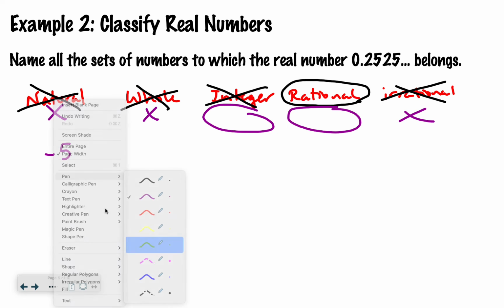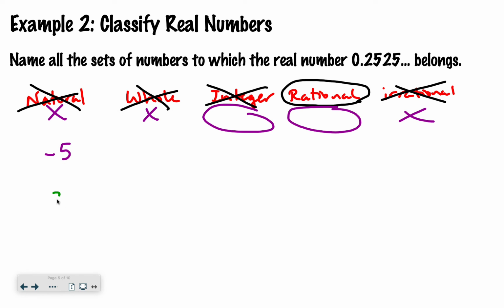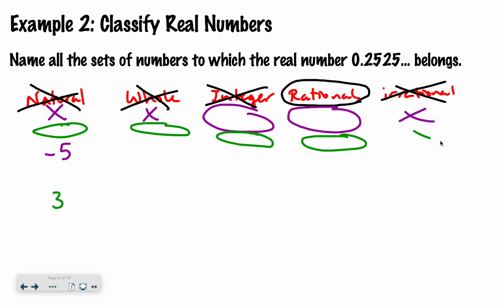So what if I had the number 3? That's natural. That's one of our counting numbers. It's also a whole number. It doesn't have a decimal, and it's positive. It's an integer because it's a number that doesn't have a decimal, and then it's also rational. Okay, so hopefully that helps you. And then since it's rational, it can't be irrational.